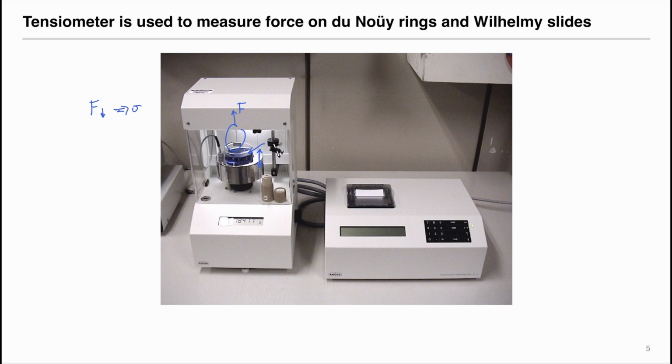In this video, I went over the theory for force balance of the Noüy ring and Wilhelmy slide and how we can measure the downward force using tensiometers in order to calculate the surface tension of liquids.